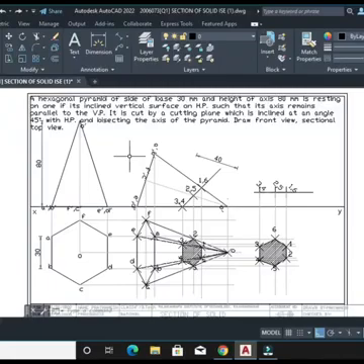Today I'm going to explain how this problem on section of solid has been solved. So let's begin, first we will read the question.